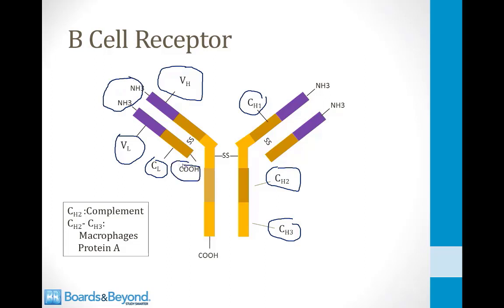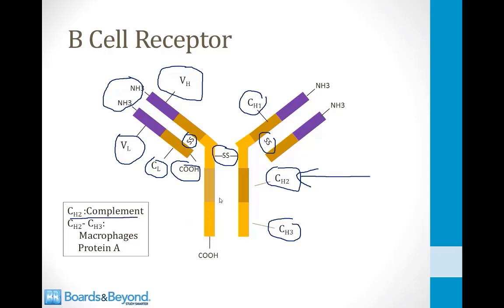And then there are several disulfide bridges that connect these structures together. There's a disulfide bridge right here that connects the heavy and light chains, and another one right here. And then there's a disulfide bridge in the middle that connects the 2 heavy chains. Finally, it's very high yield to know that this second constant region of the heavy chains, which I've noted CH2 here, is where complement binds when antibodies fix complement.